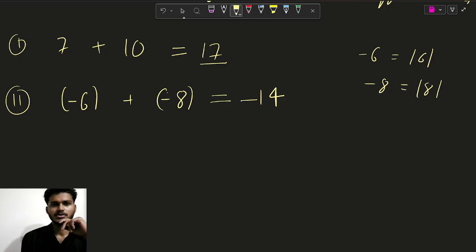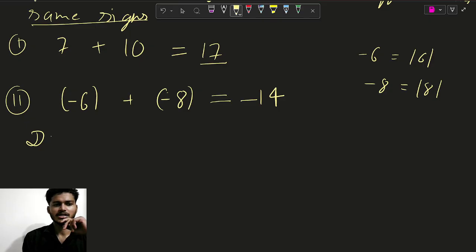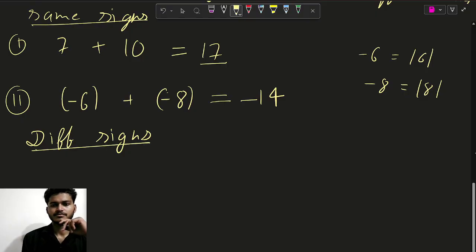So we are done with same signs, how to add integers with same signs. Now we are going to see how to add integers with different signs. How to add two integers with different signs.